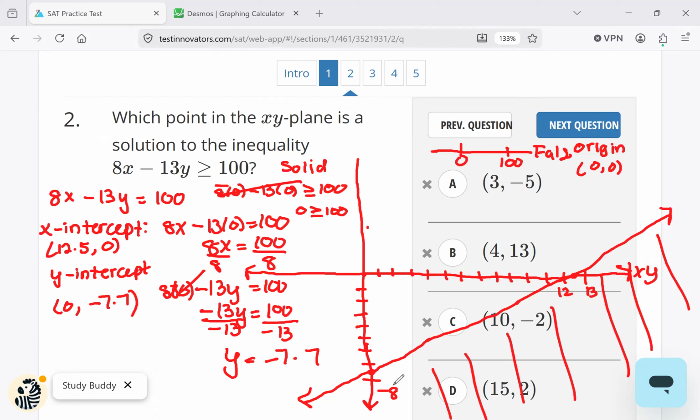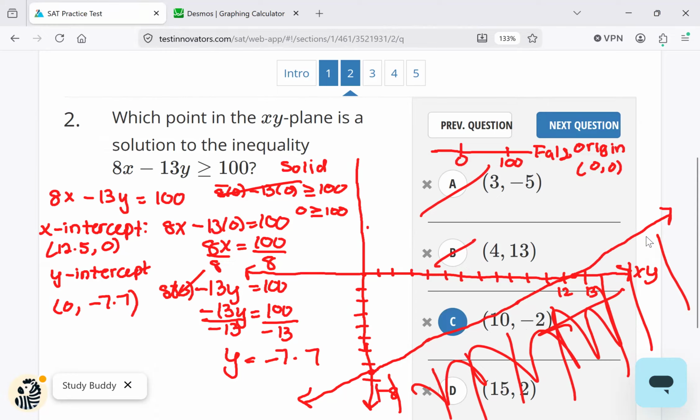Okay. So as you can see, 3, 5 is not in our shaded area. 4, 13 is not in our shaded area. 10, 2 is definitely in our shaded region. So that's how I got answer C.